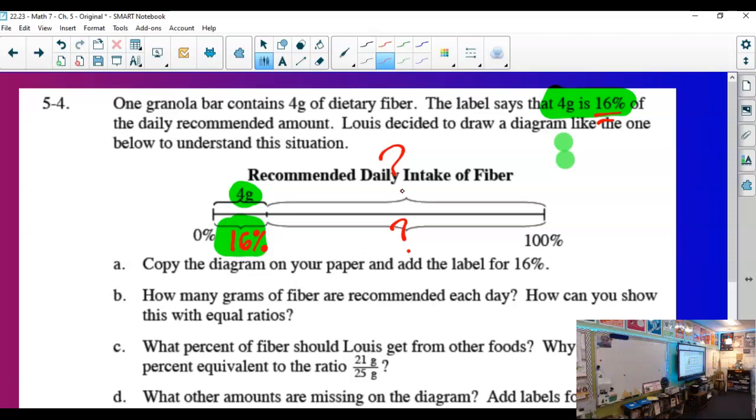I think 16 and 4 work nice together. I feel like 16 and 4 work nice. Yeah, they do.